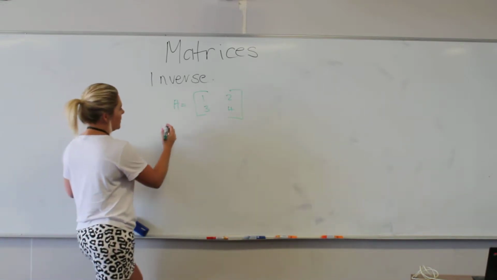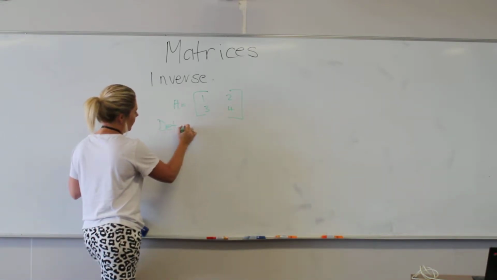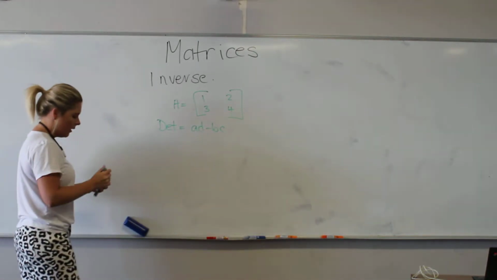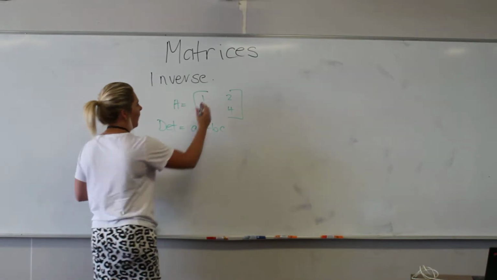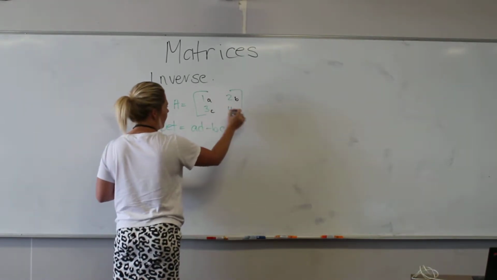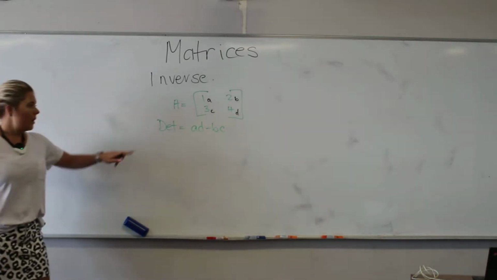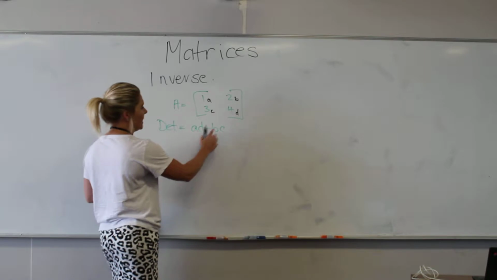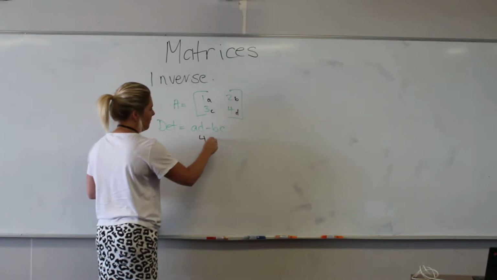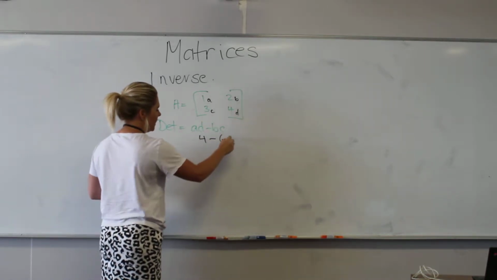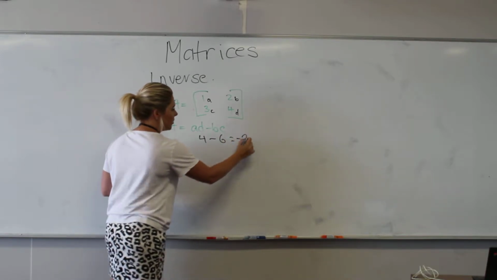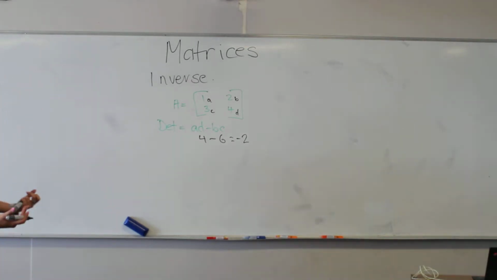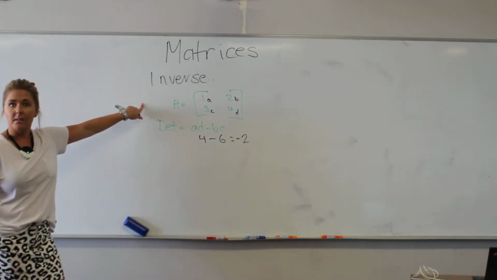So if we're looking at this, to find the determinant equals AD minus BC. And in our matrix here, we have A, B, C, and D. So, determinant for A here. We have AD, 1 times 4, minus 3 times 2 is 6, equals negative 2. We have a determinant. Therefore, we have an inverse. So, there is an inverse for this.